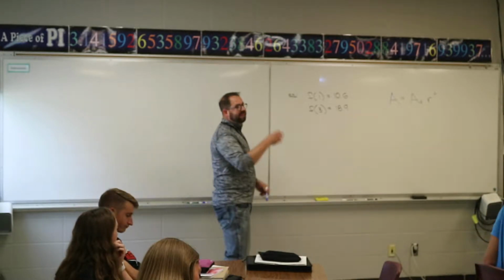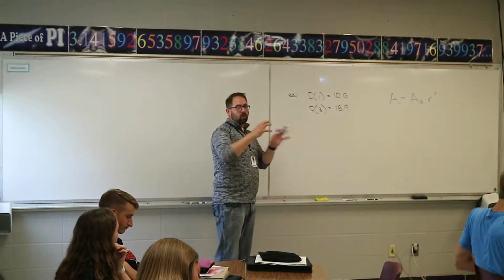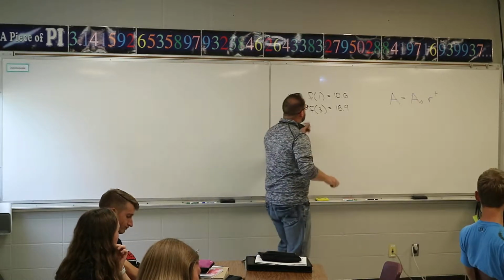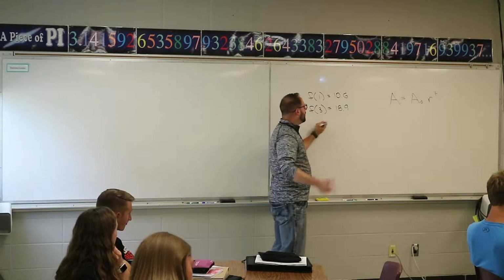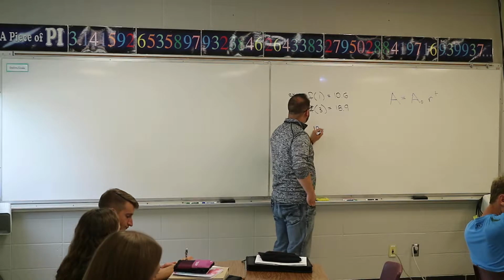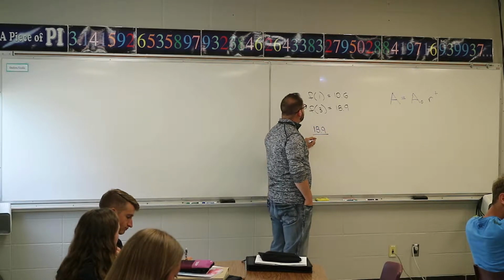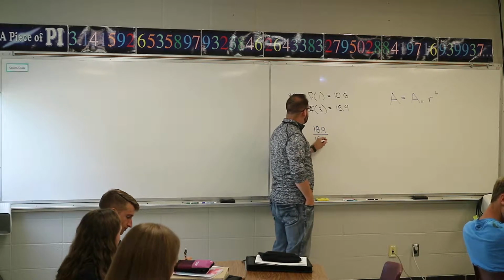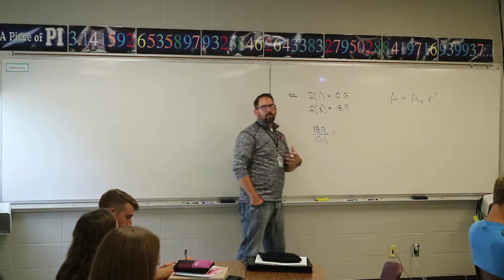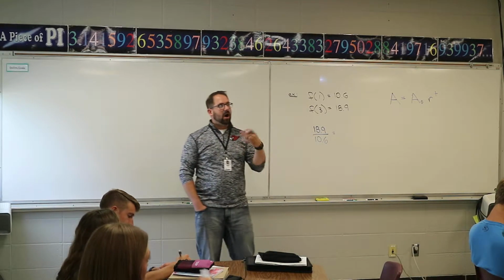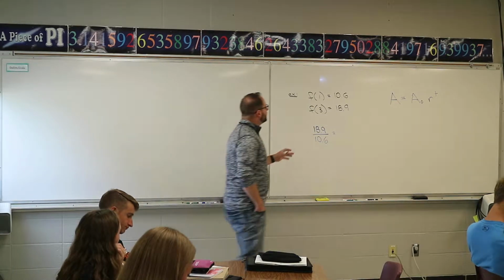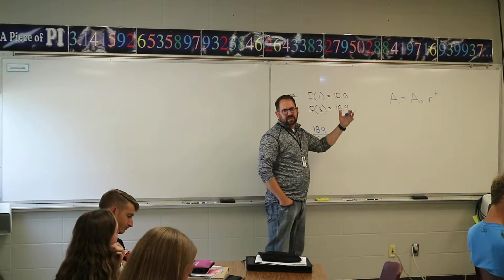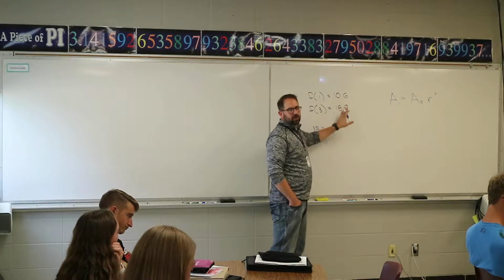Now, to figure out what that R is, to figure out what that growth rate is, here's what you do. You divide these numbers. You take the later date, which is year 3. We put that on the top. We're going to divide by year 1's number. This will give me that percent of growth. But it's not the perfect percent. It's going to be off a little bit, because I don't know what my initial amount of people was. This is the amount of people or substance after year 3 or after year 1.